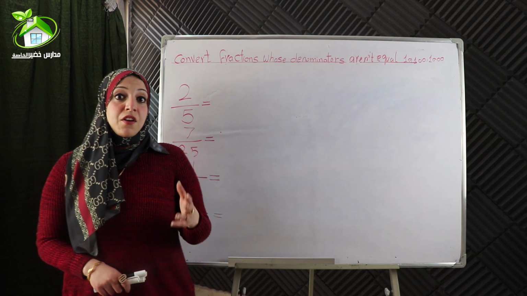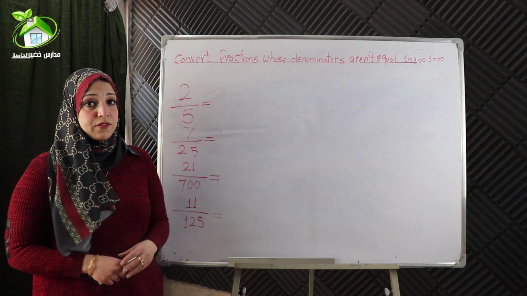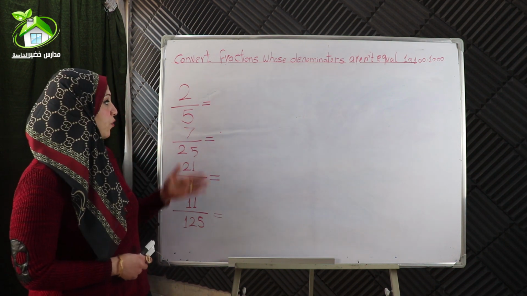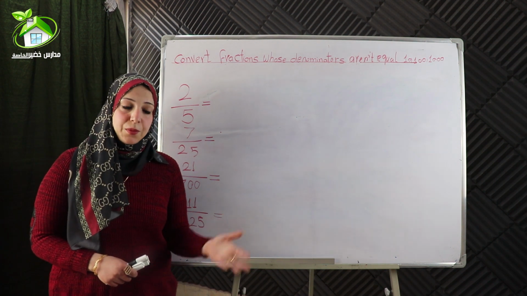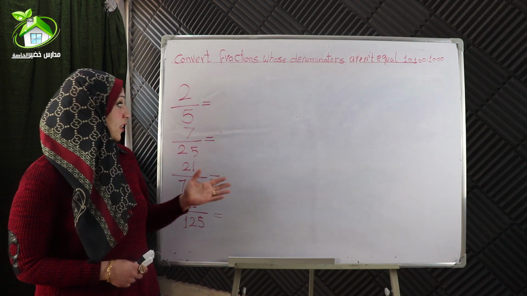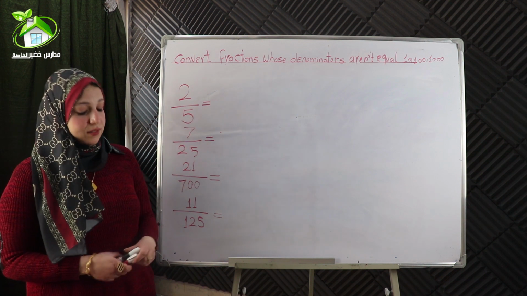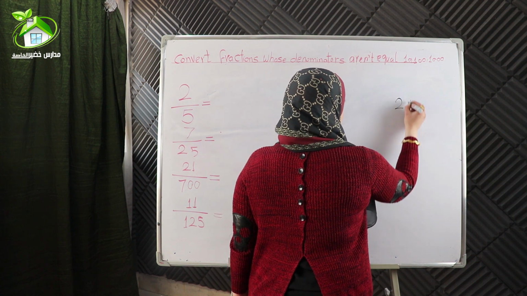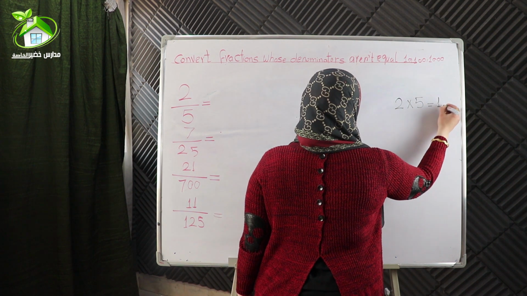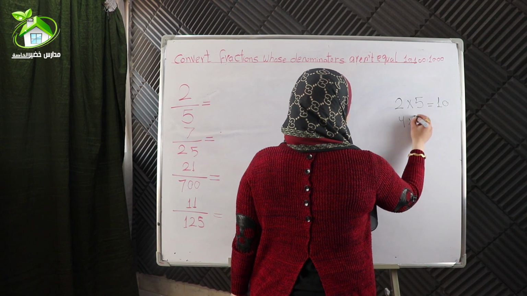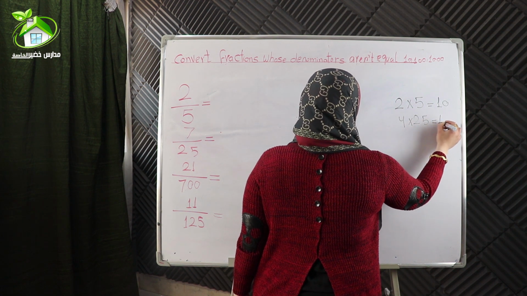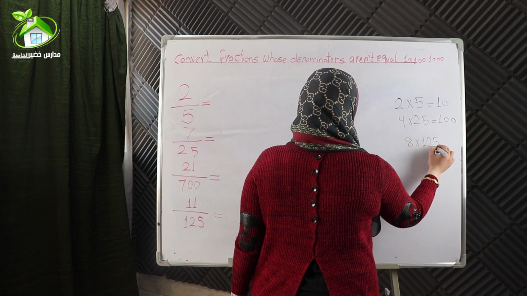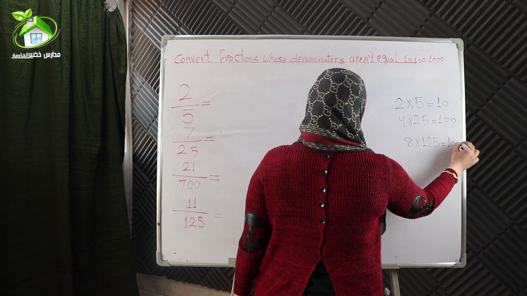What can I do? For example, I have a fraction 2 over 5. Its denominator isn't 10 or 100 or 1000. How can I convert this fraction into a decimal number? I will try to get an equivalent fraction whose denominator equals 10. 2 times 5 equals 10. 4 times 25 equals 100. 8 times 125 equals 1000.